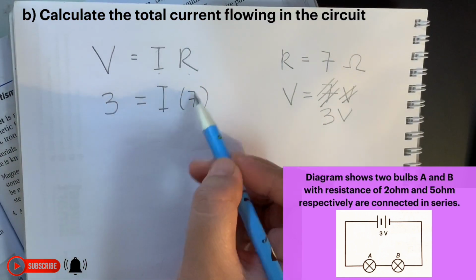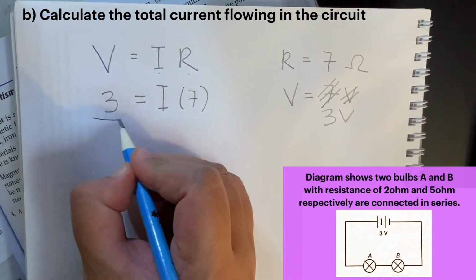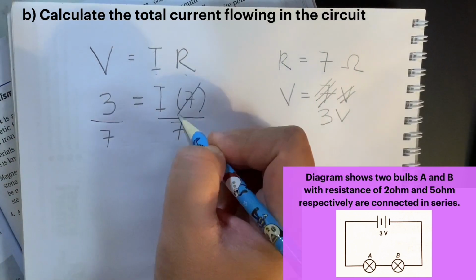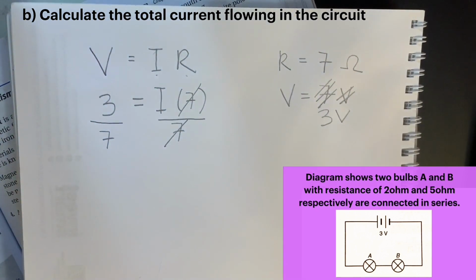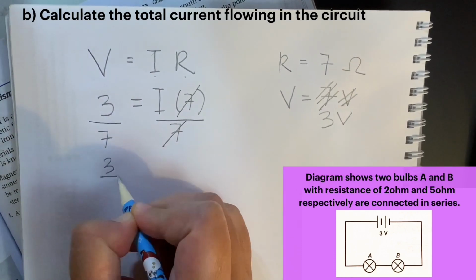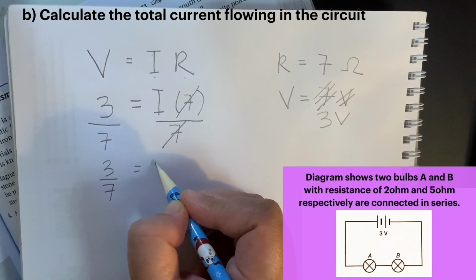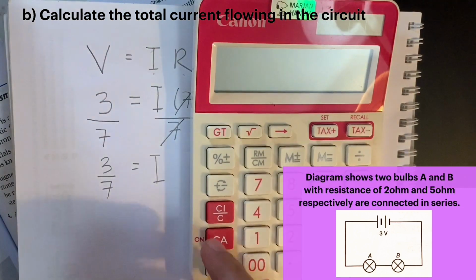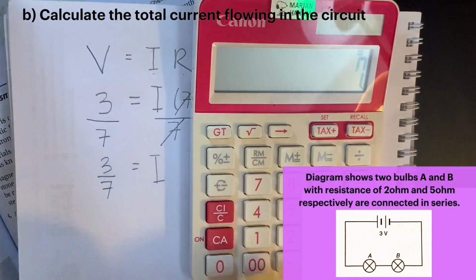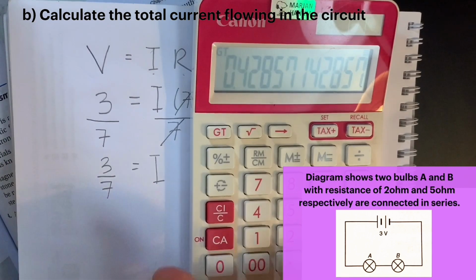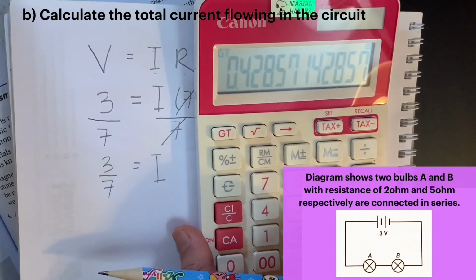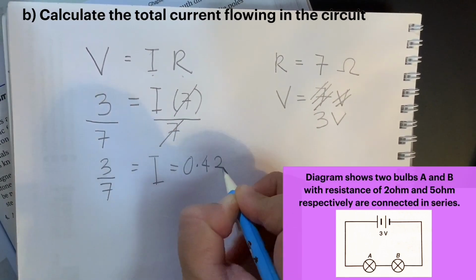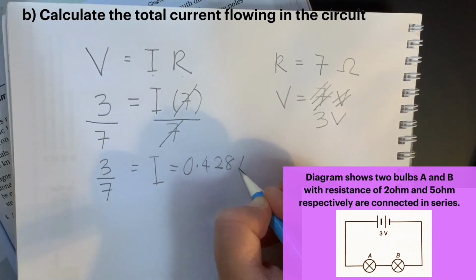So now to cancel the 7 here, we divide by 7 on each side of the equal sign. So 7 and 7 cancel. Then we have 3 over 7 equal to the value of current. And we can use calculator here. 3 divided by 7, it's 0.428. 0.428 ampere.